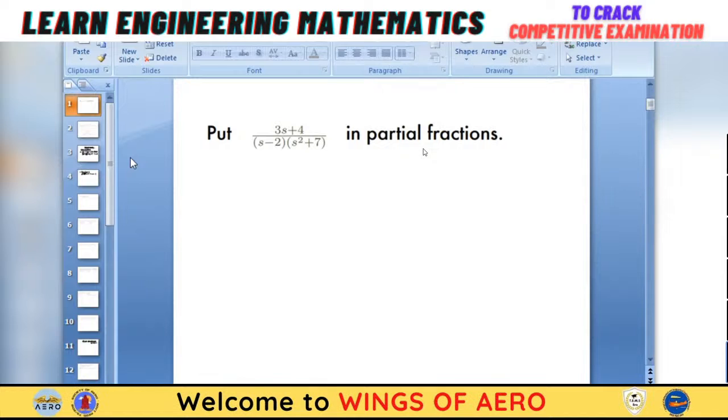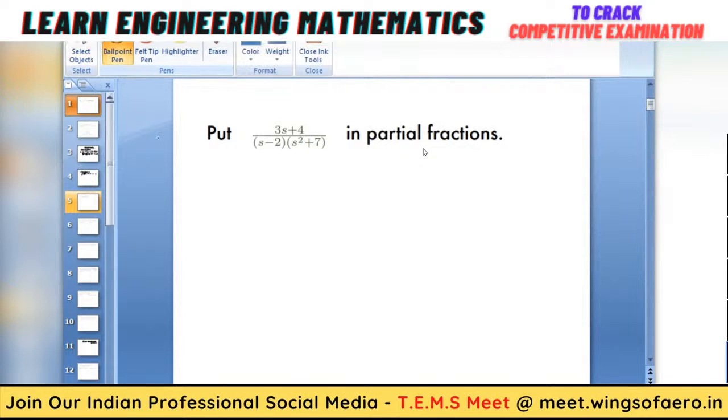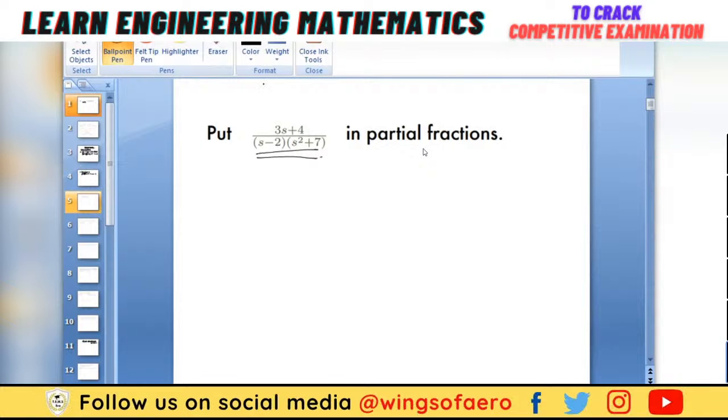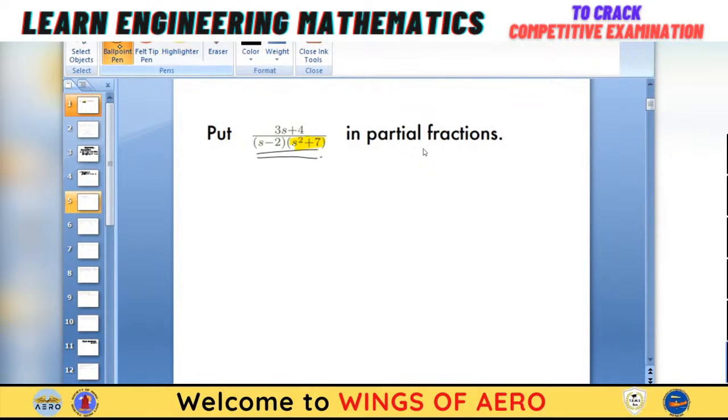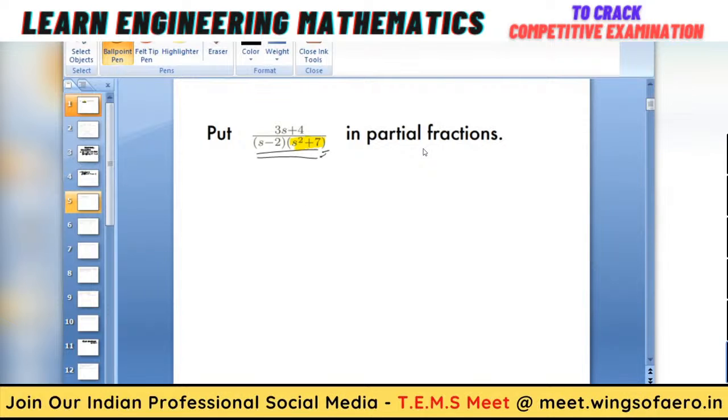Okay, now I will solve it. First of all, look at the denominator term, (s minus 2)(s square plus 7). Look at s square plus 7: it is a square term of s, a second degree term of s. I always suggest that if any kind of square term or cubic term is there, you put it in factorized form.